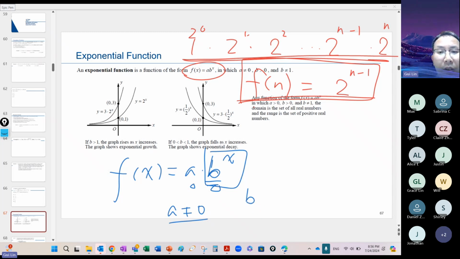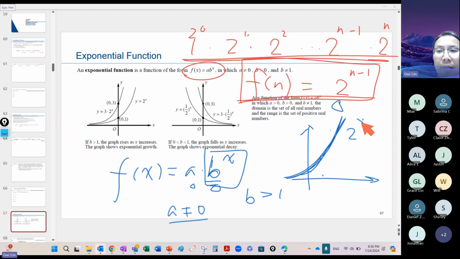When b is greater than 1, like 2 earlier, every time it becomes bigger. So you can graph it like this. Initially it's 1. When the power is 1, it gets 2, then 4. So it looks like it grows this way. This is 2 to the power x. When x is 0, it always gets 1. They always pass through 0, 1. But if you have a in front, when x equals 0, y always equals a.